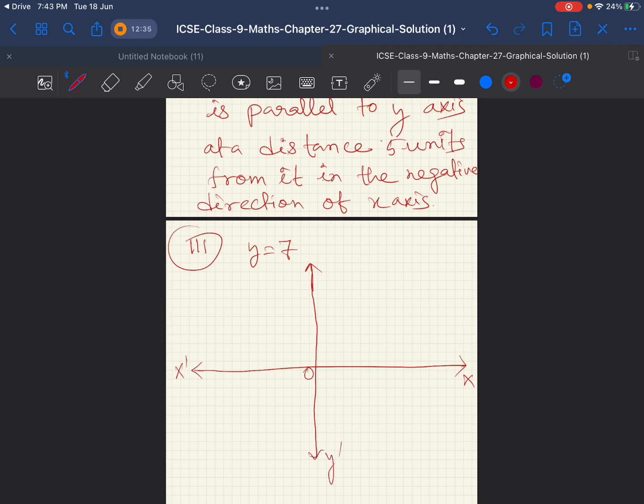So here x o x dash, y o y dash. Here we take 1 centimeter equals to 1 unit. Okay, so 1 2 3 4 5 6 7, 1 2 3 4 5 6. Okay, so now we draw the line y equals to 7 in the graph.